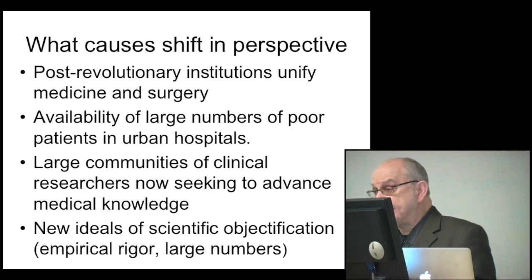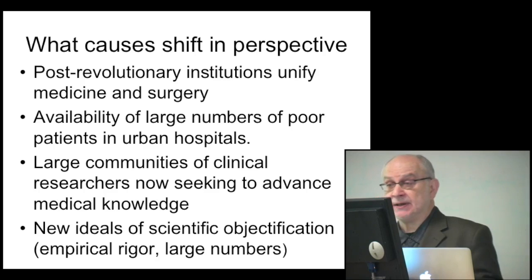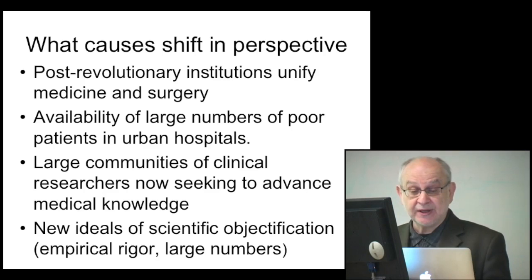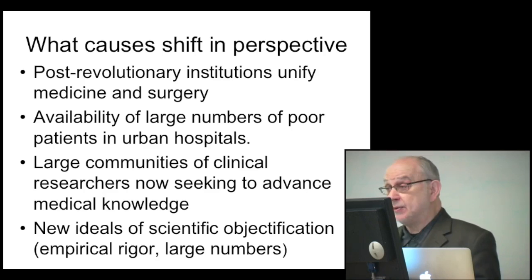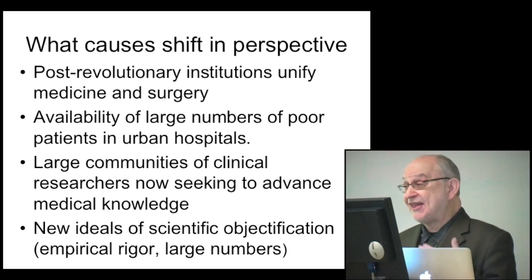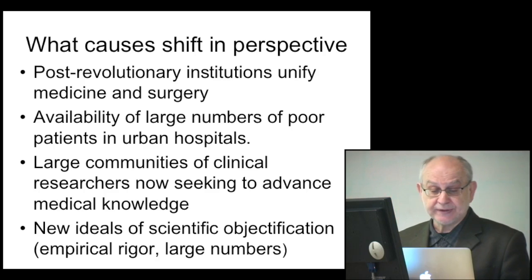A second conventional explanation, and it's certainly very true, is the sheer availability of large numbers of poor patients in urban hospitals that could be observed and to some degree experimented on. And the numbers really were very great. The Parisian hospital system was a unified system which made thousands of patients available to potential clinical researchers.